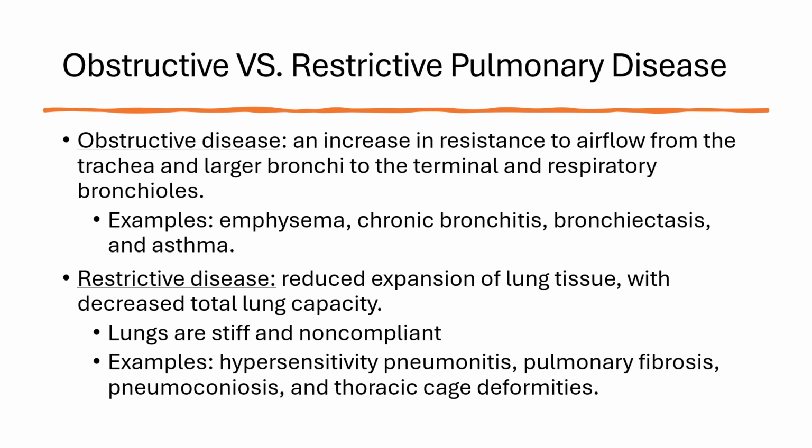We have two different types of pulmonary disease: obstructive versus restrictive. We'll talk about this more next week. I just wanted to give you a preview for next week. Obstructive diseases: an increase in resistance to airflow from the trachea and larger bronchi. Restrictive: reduced expansion of lung tissue with decreased total lung capacity. So your lungs are stiff and non-compliant.